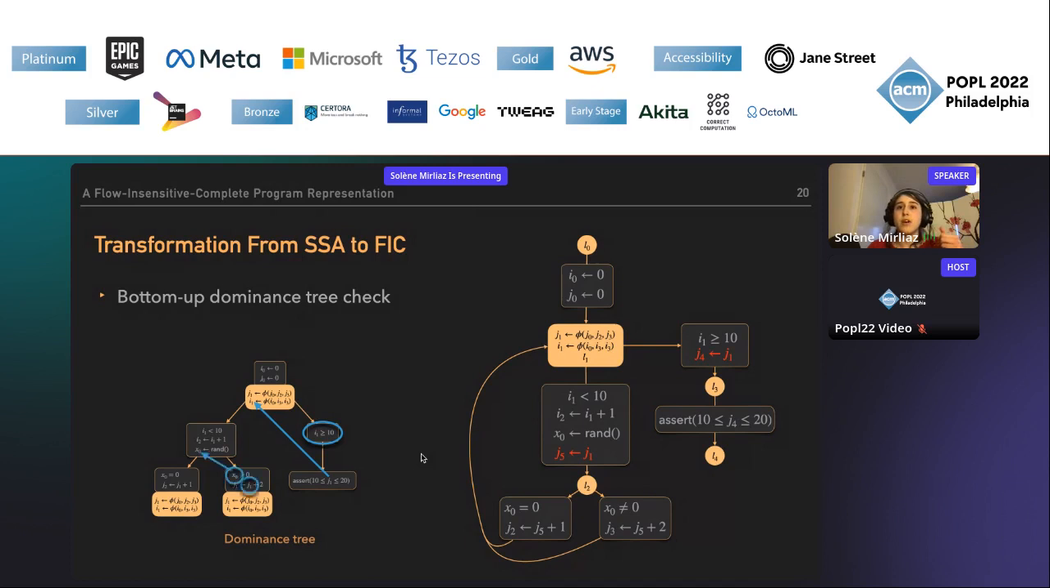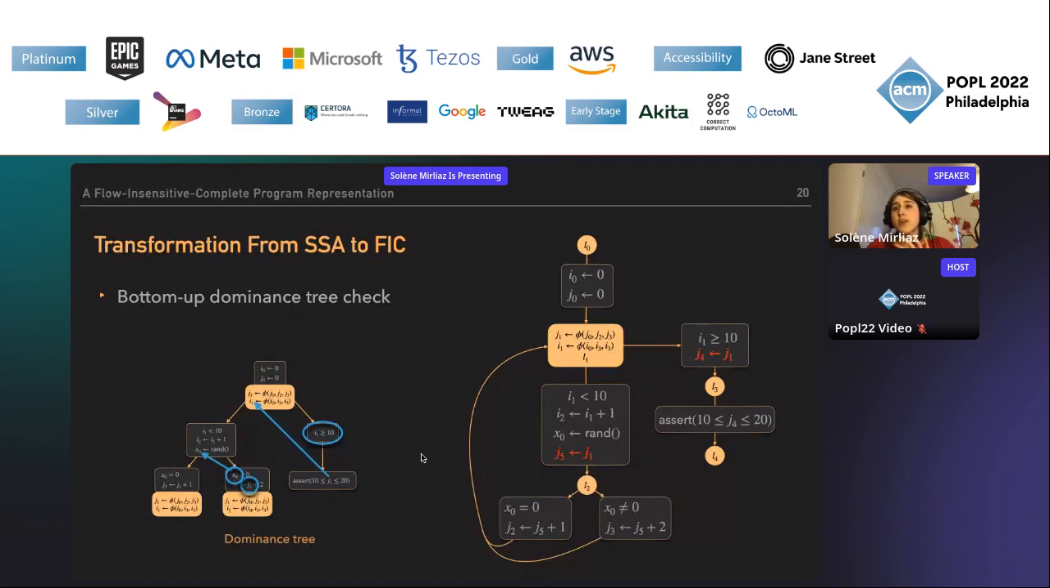Similarly, for X0 and J1, I need to go up the dominance tree to find the definition of both variables. And I will find a redefinition of X0 without the definition of J1. So again, I need a copy.